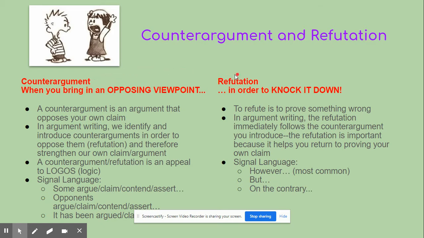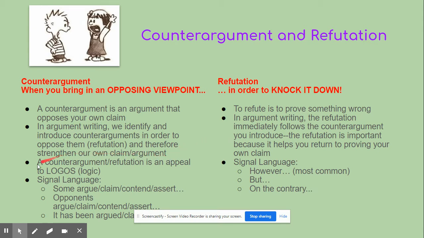A refutation is something that knocks down the counterargument. So you can see this complete sentence here. When you bring in an opposing viewpoint in order to knock it down, you are using the strategy of counterargument and refutation in your writing. So you guys will have access to this slideshow to look at these definitions a little bit more clearly, but a couple of things I want to point out. The only reason we would bring in an opposing viewpoint or an opposing claim is in order to refute it. So counterargument only works alongside refutation. You can't bring in a counterargument and expect your audience to understand why you've done that. You have to show them that you've done it to explain why it's wrong.